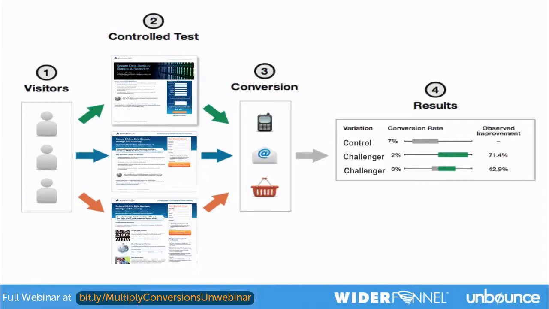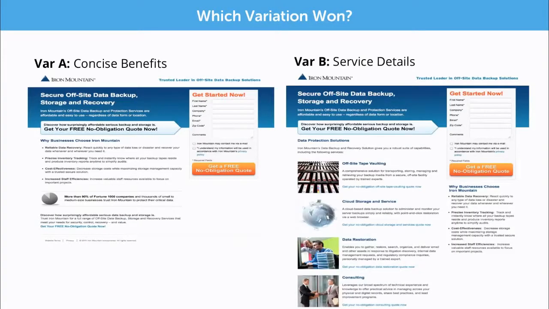That's what scientific marketing is all about. It's testing and iterating. It's split testing. It's as simple as that. But there's a lot of nuance to getting the best results. So let's get back to that Iron Mountain example and take a look at what happened here.